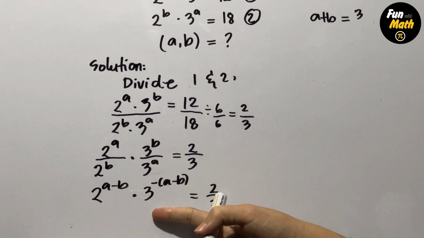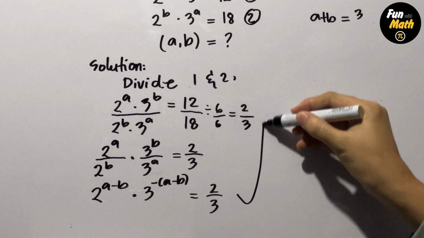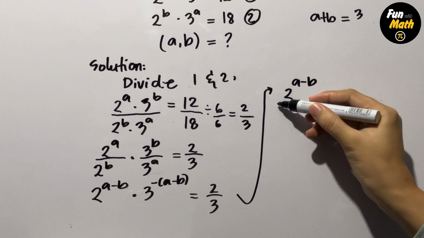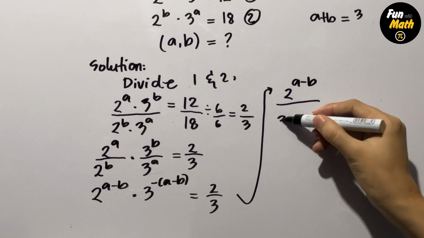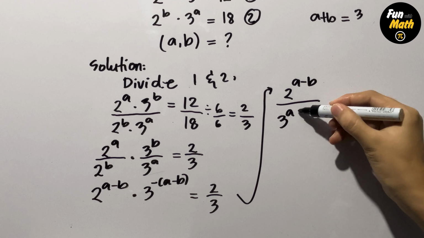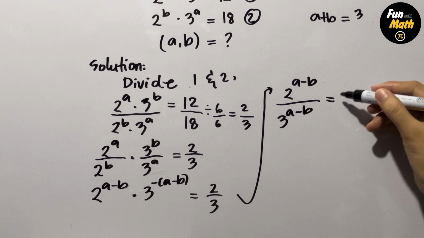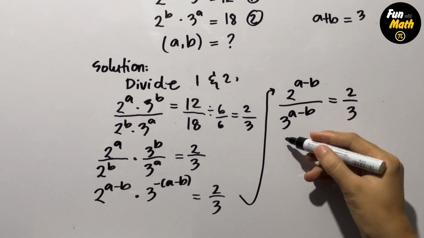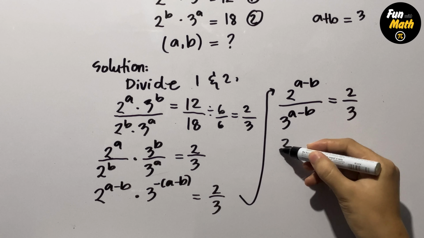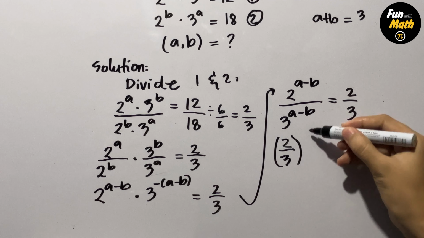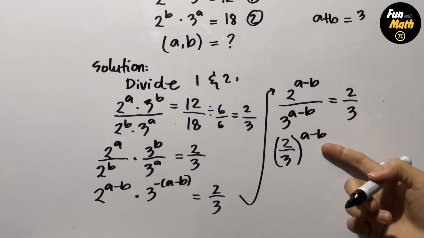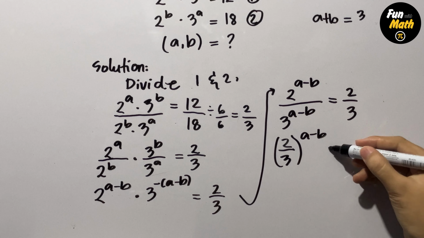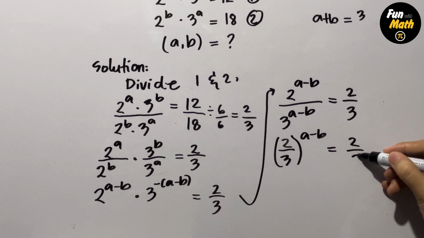And then for this, we can write it as 2 to the power of a minus b over 3 to the power of a minus b equals 2 over 3. And then for this, we can write it also as 2 over 3 whole to the power of a minus b, since they have the same power, which is a minus b, equals 2 over 3.